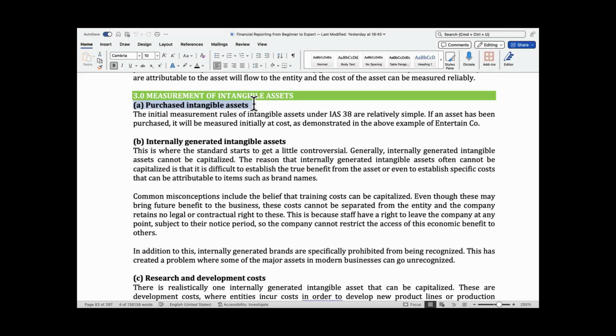So purchased intangible assets, the same way we measure PPE is exactly the same way we measure them. They are initially measured at cost. The same thing, no difference.